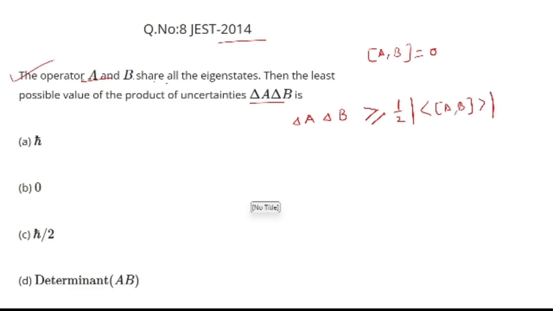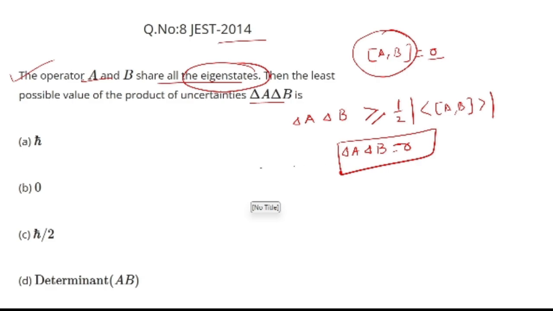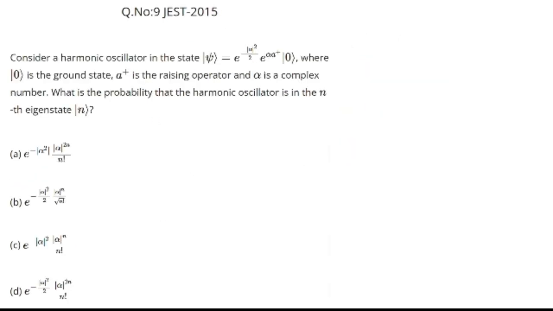Now since here A and B share all eigenstates, that physically indicates that we can measure A and B simultaneously. Okay, so the commutator of A and B will be 0. That means delta A and delta B gives 0. This is the least possible value for this product. So option B will be the correct one.